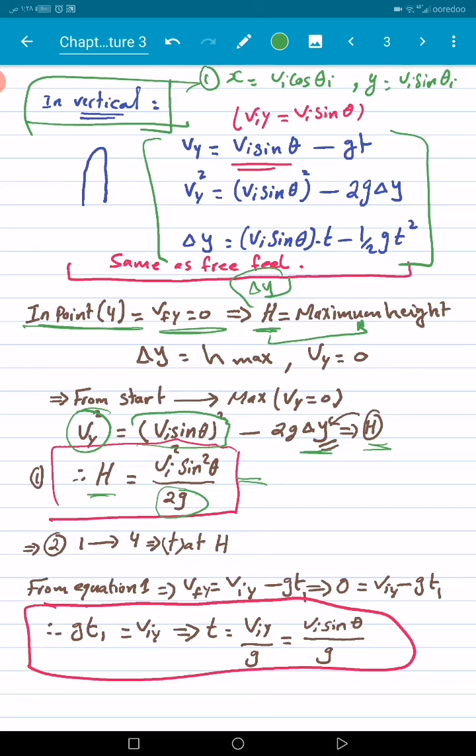Now I want to find the time of flight from starting to the highest point, so from 1 to 4. From equation 1, in point 4, the V final is equal to 0, and V initial is equal to Vi sine theta. Move this to the other side, then that is the equation for t.